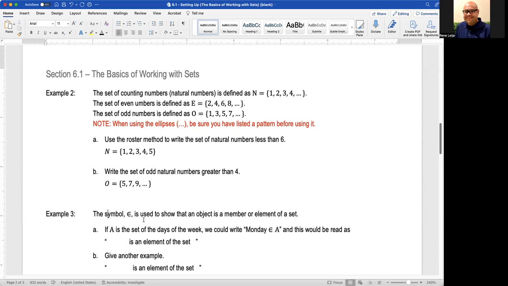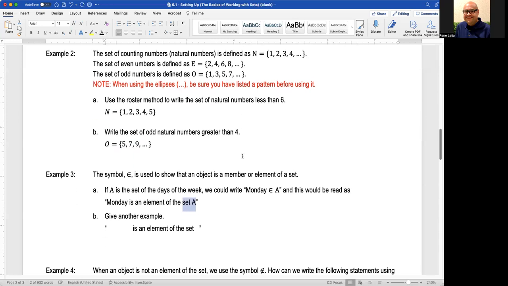So part 3A says, if A is the set of the days of the week, we could write Monday is an element of A. And this would be read as, and then it's just what I said, Monday is an element of the set A. Okay.